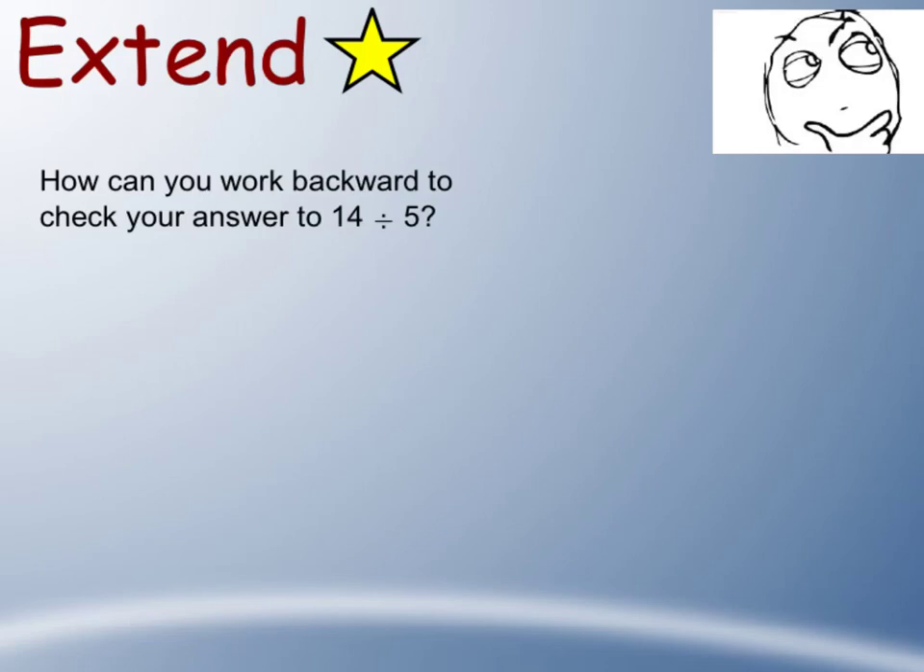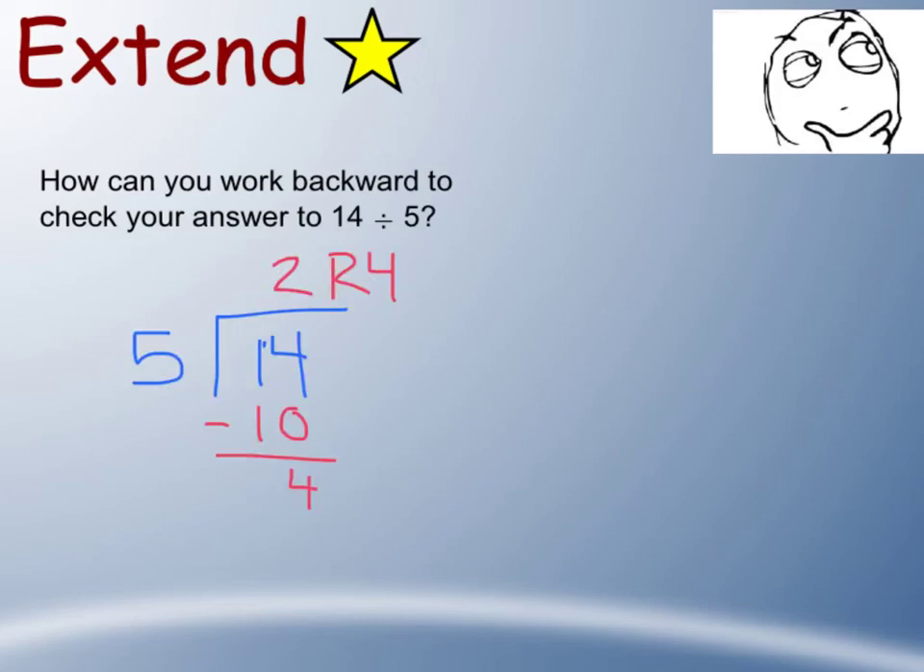Here you can extend if you'd like. How can you work backward to check your answer to 14 divided by 5? You can go ahead and pause the video and think about it for just a minute. And now here we have our answer of 14 divided by 5 is 2 remainder 4. Now how can you work backwards?